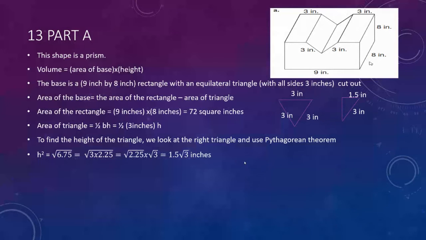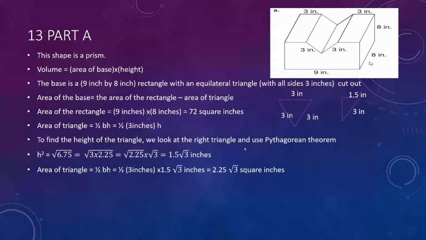So we now know the height of that little triangle. And to find the area of the triangle, we're going to do, again, 1/2 base times height, where the base is 3 inches, and now we know the height is 1.5 times the square root of 3, and this gives us 2.25 times the square root of 3 square inches. And that's the area of the triangle.